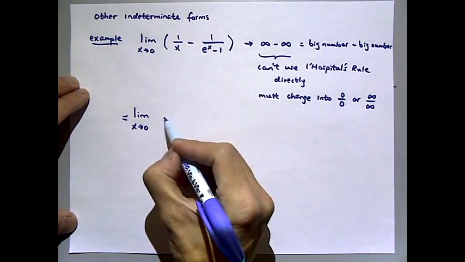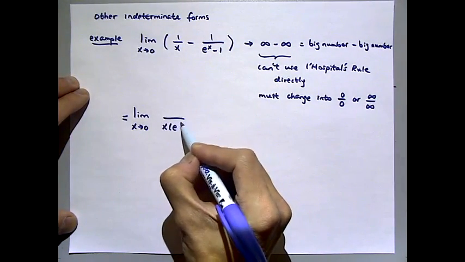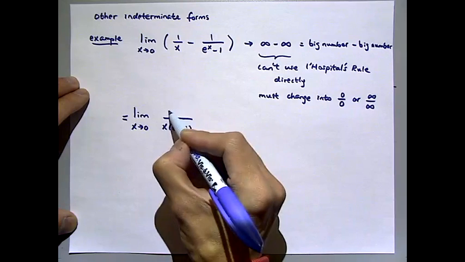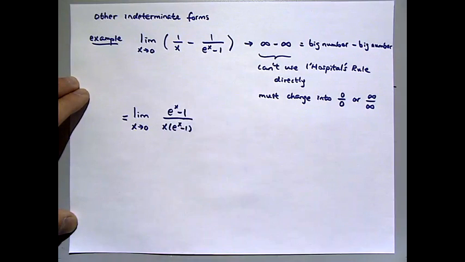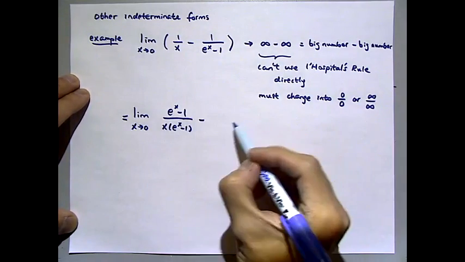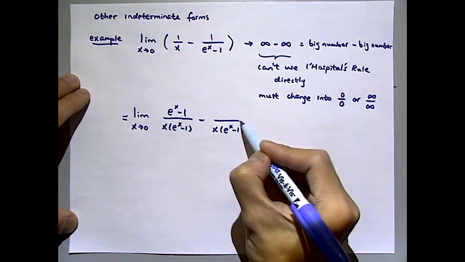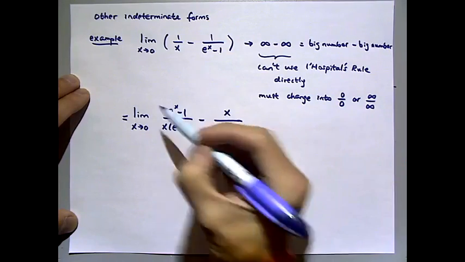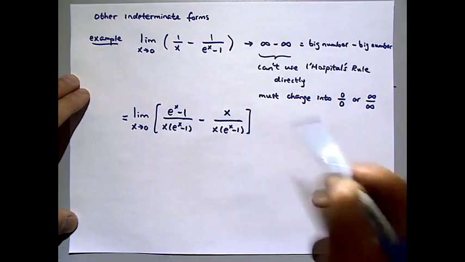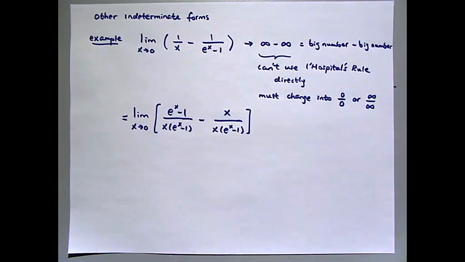So we can write the first one as e to the x minus 1 over x times e to the x minus 1. The second one is then x times e to the x minus 1 downstairs, and then an x on the top. And now we can combine these two things into one quantity, and if that quantity goes to one of these two things, we apply the rule.